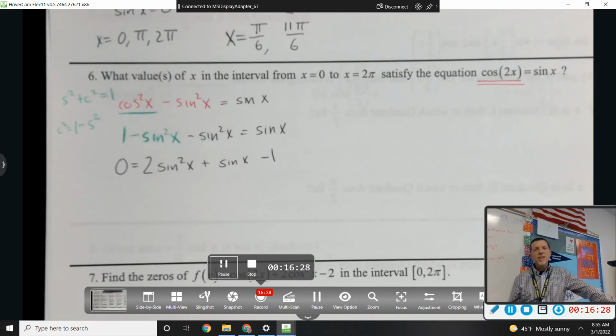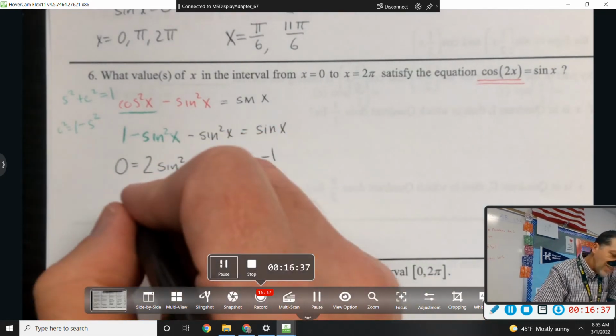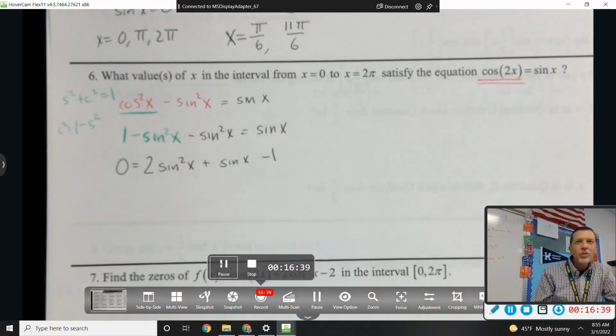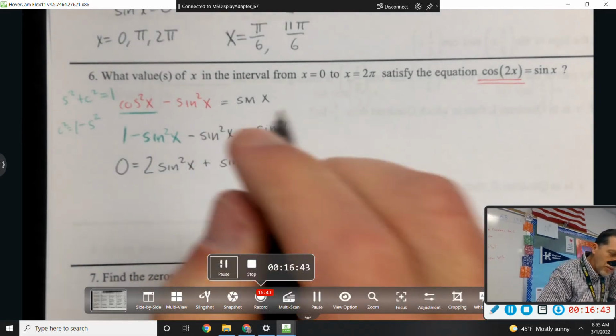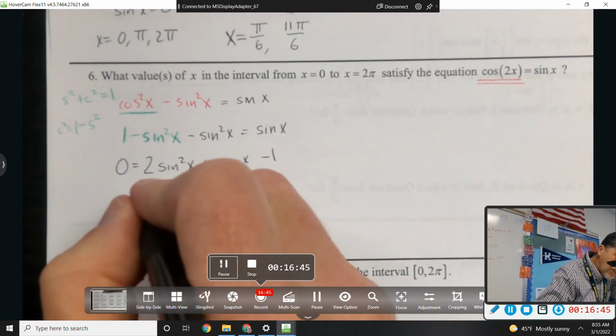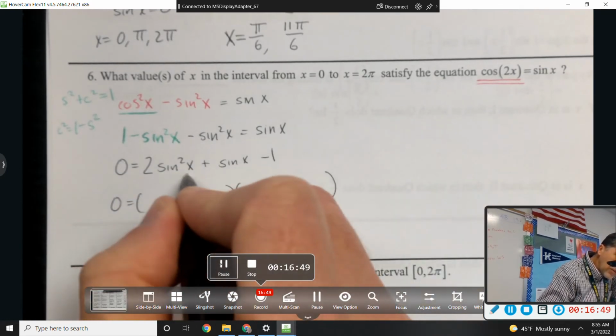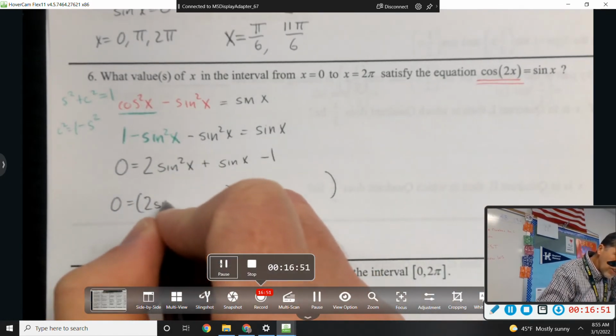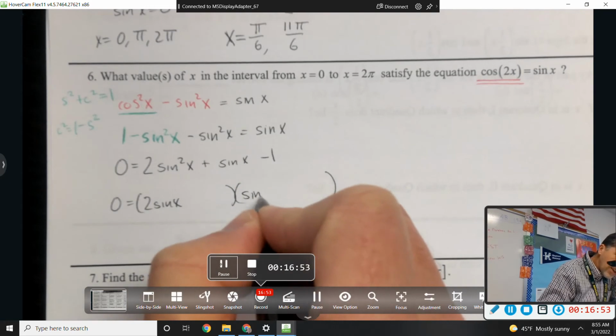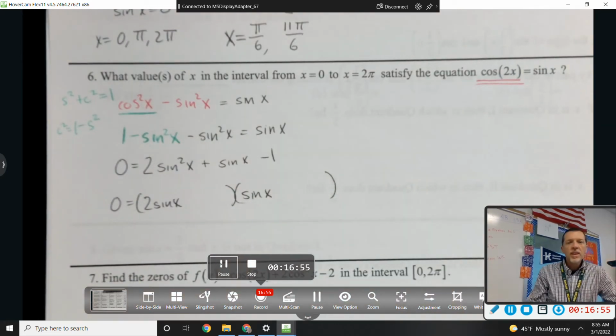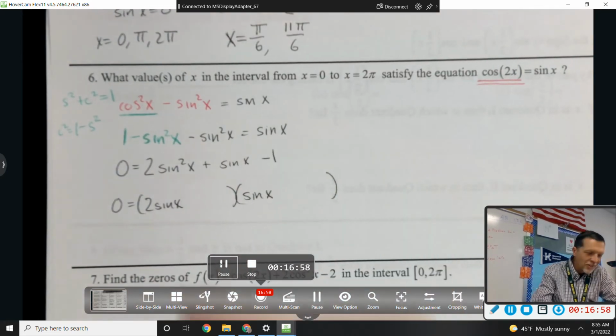Man, this one just tests everything. That will factor. Are we u-substituting, or are you factoring as it sits? Okay, the three people who spoke up said as is, so I hope so, because the only way we're going to get 2 sine squared is 2 sine x and sine of x, and the only one at the other end is going to be 1 and 1.